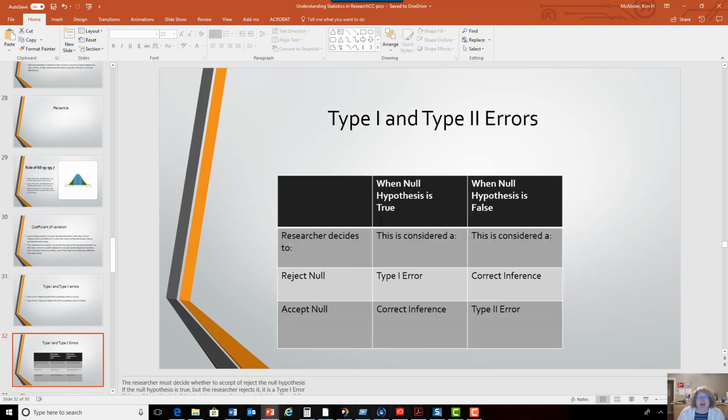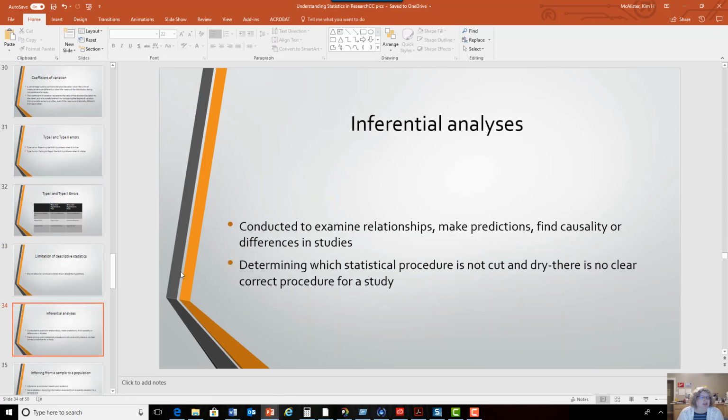So this is just a chart that helps. When the researcher decides to reject the null when the null is true, that's a type 1 error. When the researcher rejects the null when the null hypothesis is false, that's a correct inference. When the researcher accepts the null when the null hypothesis is true, that's a correct inference. When the researcher accepts the null when the null hypothesis is false, this is a type 2 error. So this chart I think is very helpful in figuring out the difference between the two.